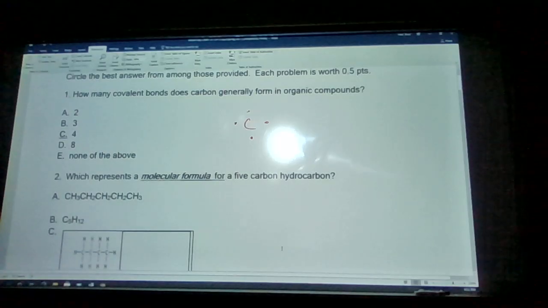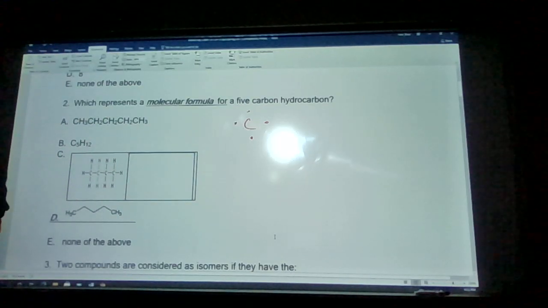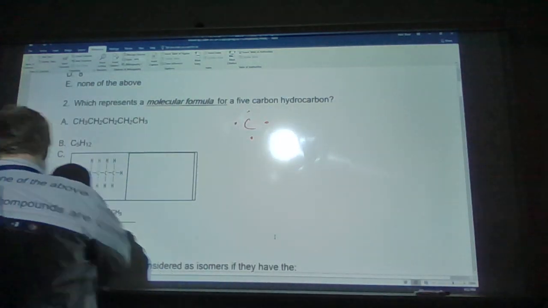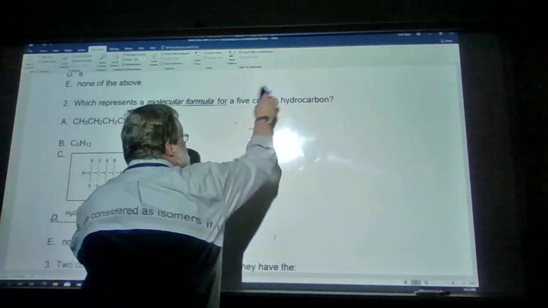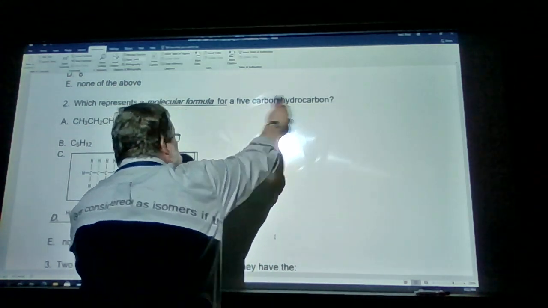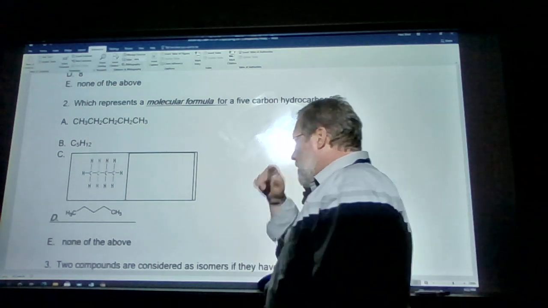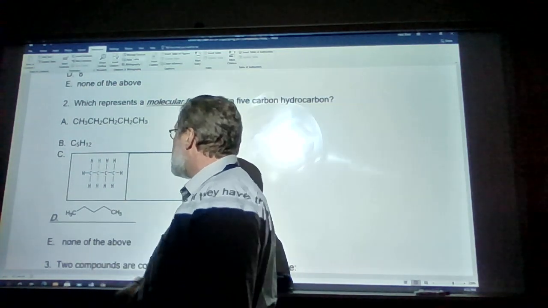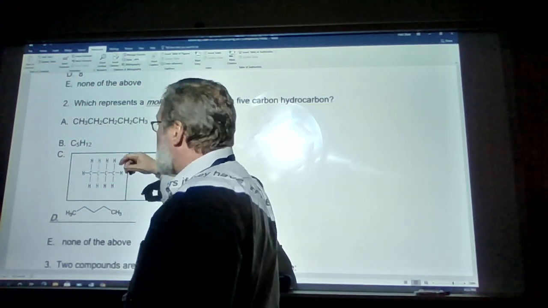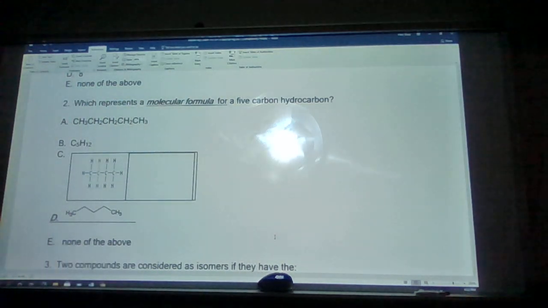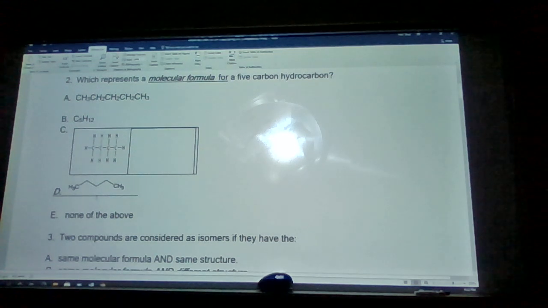Number 2, which represents a molecular formula for a 5-carbon hydrocarbon? The answer here should be B, not D. Let me change that.